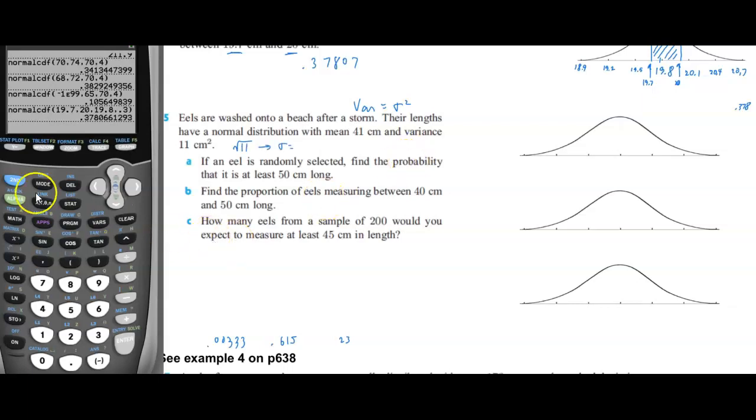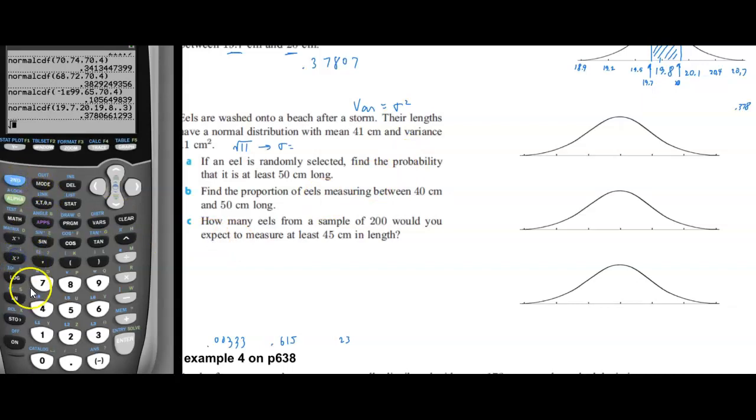So let's use the calculator to find out what is the square root of 11 first of all. 3.32. Okay, so the sigma value is 3.32, the mean is 41. So let's write that here. 41 plus 3.32 would be 44.32. If I subtract 3.32 from 41, that would be about 37.68 or something like that. Okay.